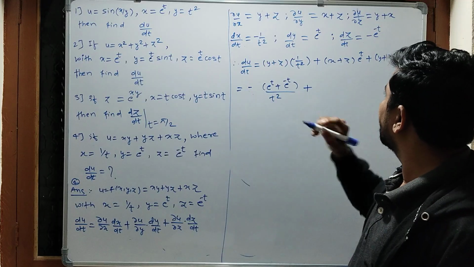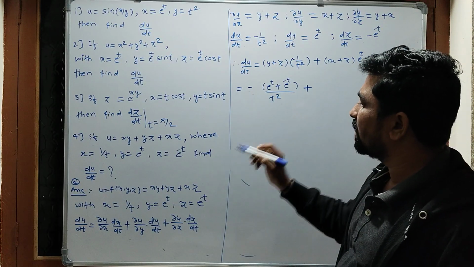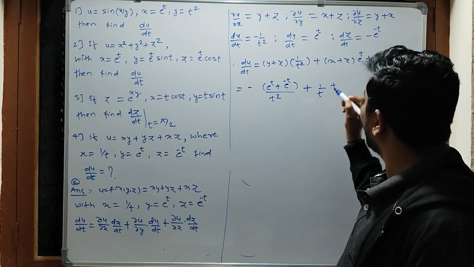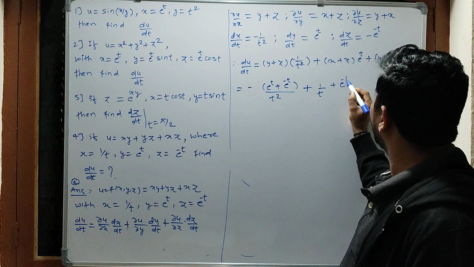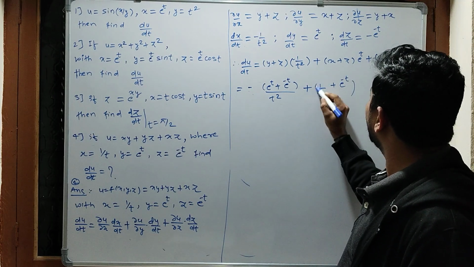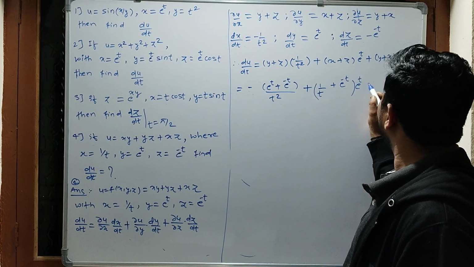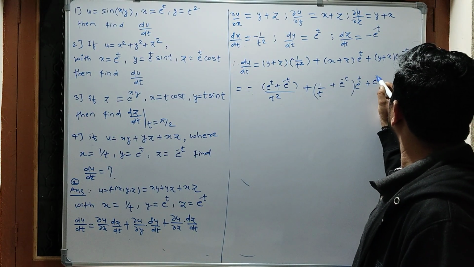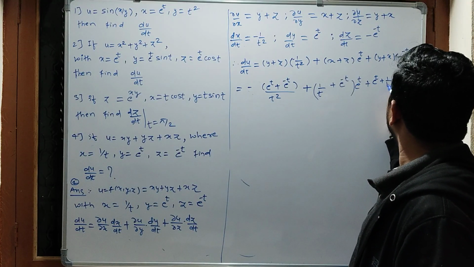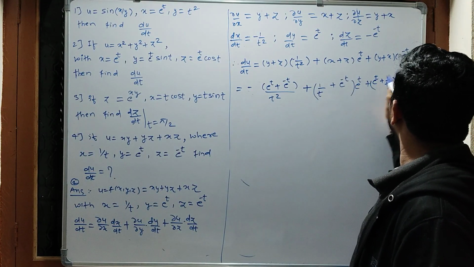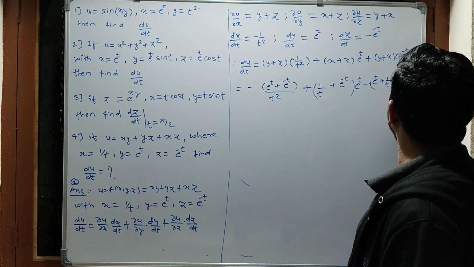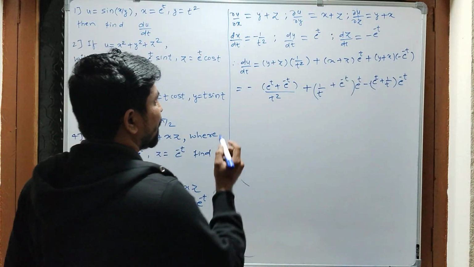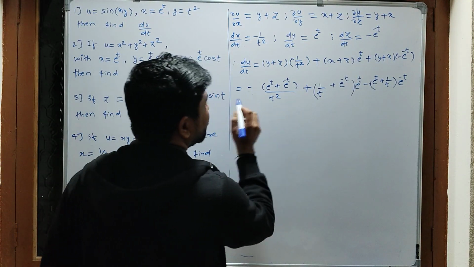Plus, the value of x is 1/t, plus the value of z, e^(−t), multiplied by e^t, plus the value of y, e^t, plus 1/t, and the whole multiplied by the minus sign, e^(−t). Now just adjust the things. So here this is the minus sign.